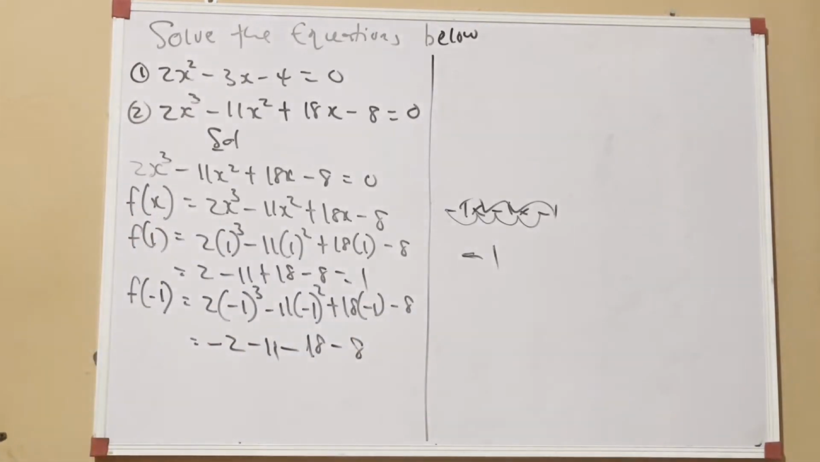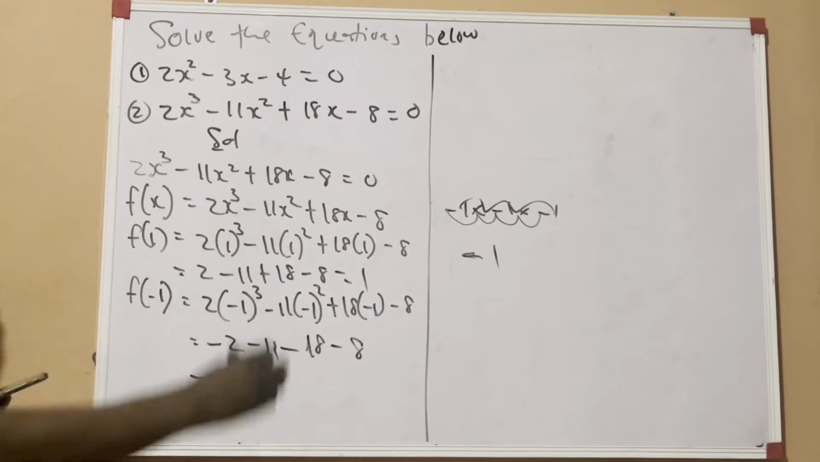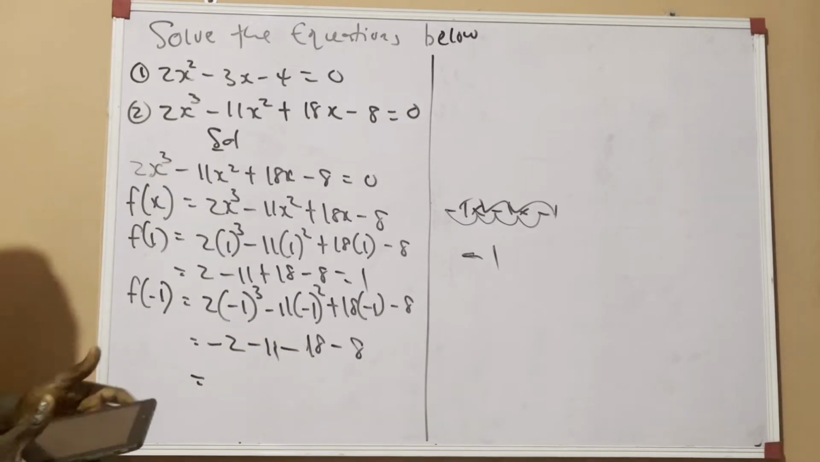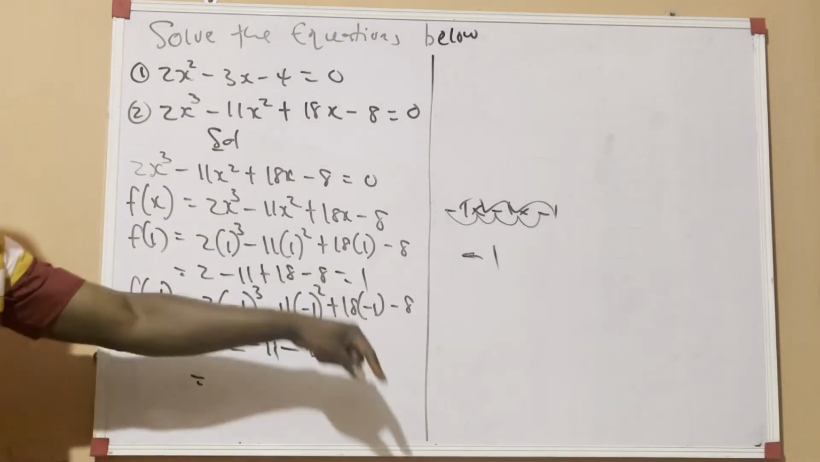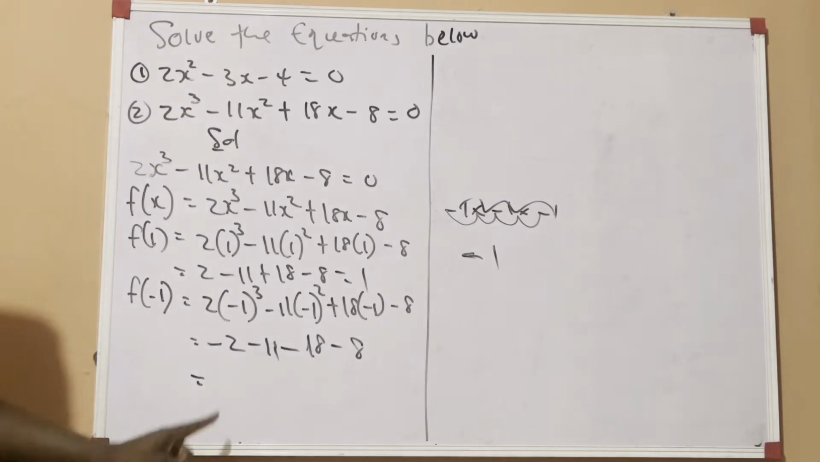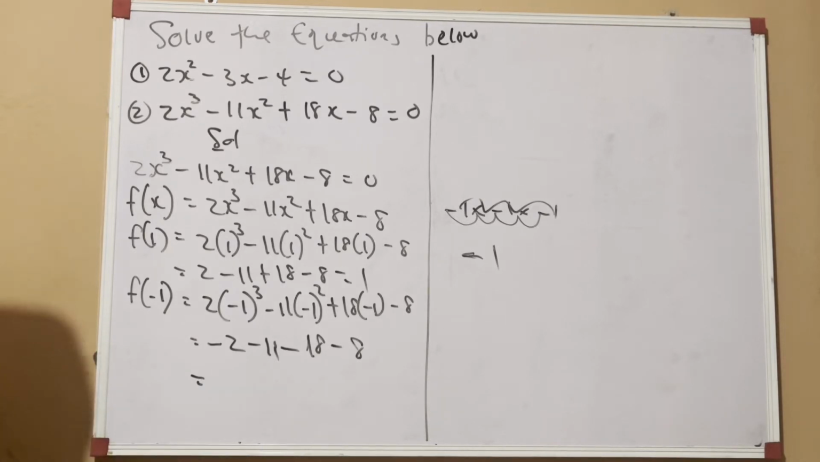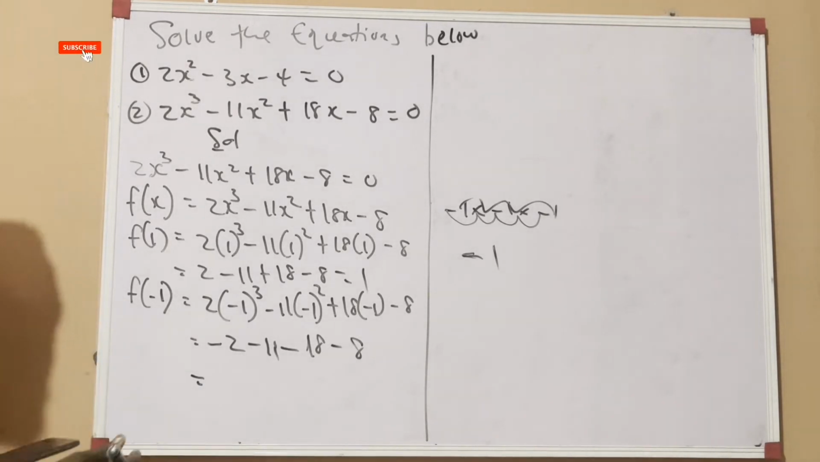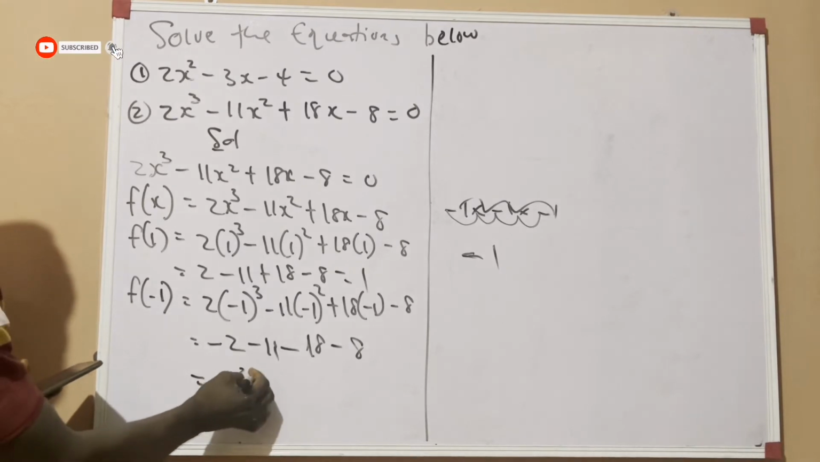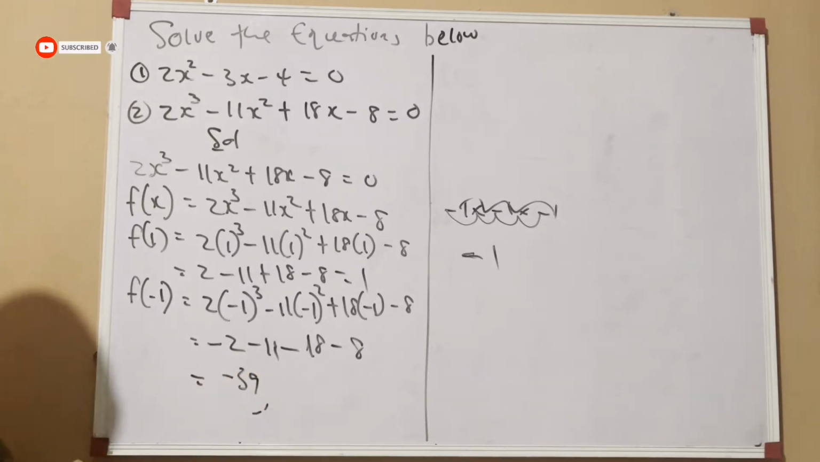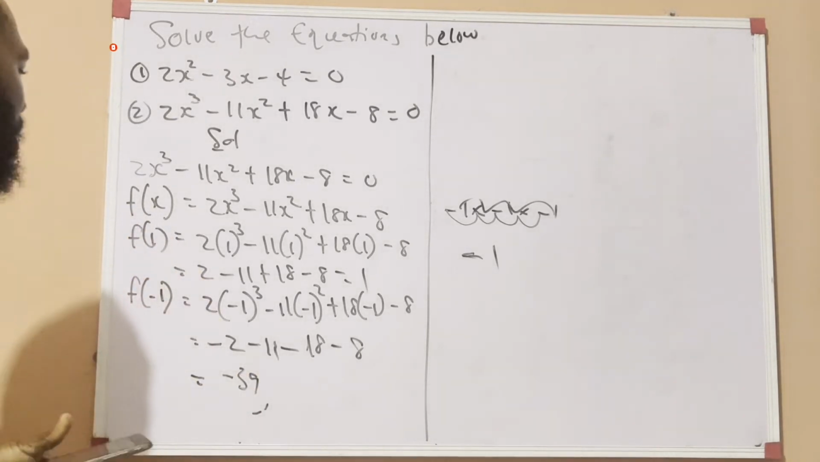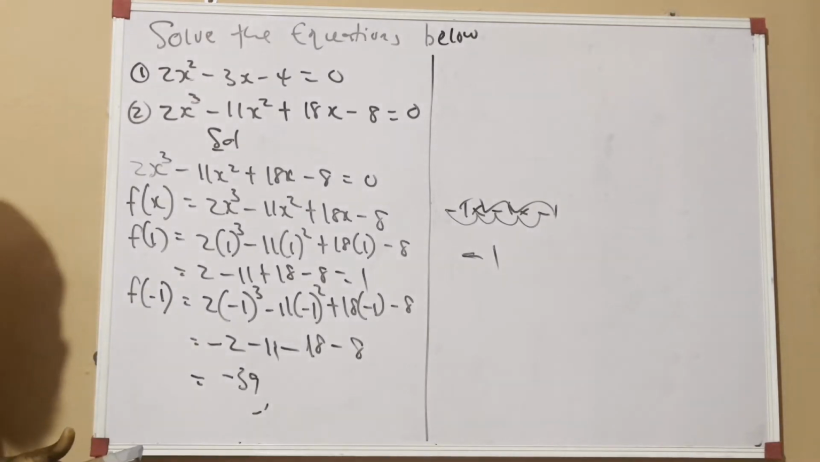Alright, so now without wasting time, let's see what we are going to get if, when x is minus 1, we're going to make the function 0. So let's see. Minus 2 minus 11 is minus 13. And minus 13 minus 18 is minus 31. And minus 31 minus 8 is minus 39. Of course, it is also not 0. So what does that mean? Let us try when x is 2.